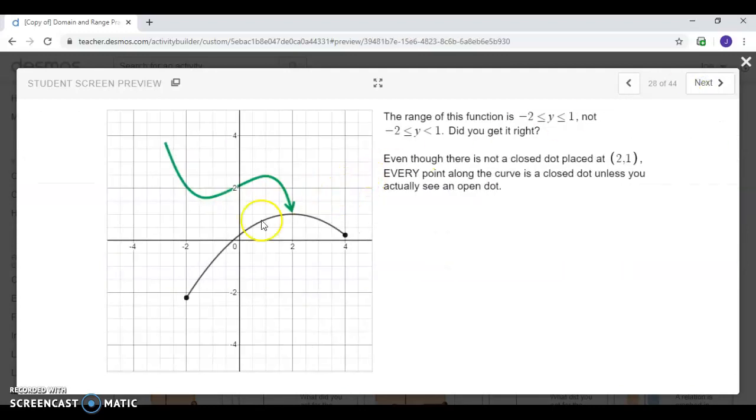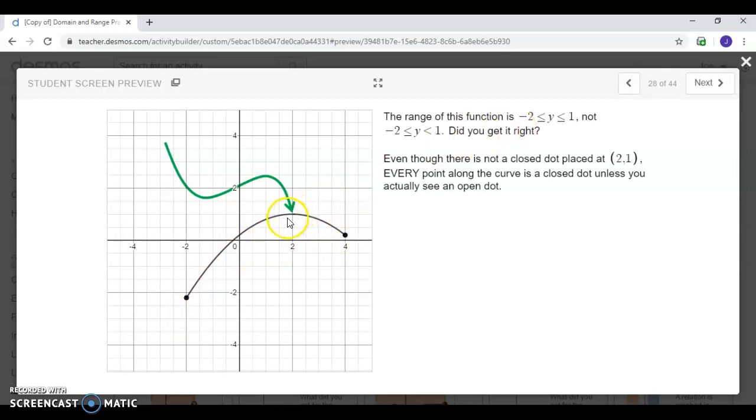And now we get to a problem where the highest point doesn't occur at an endpoint. And this is something that my students have struggled with every year. And this is one of the things I really liked about this program, or this activity that Susan had already made, that it has a problem like this, that it specifically talks about this highest point not having a closed dot, but that every point along the path is considered a closed dot.